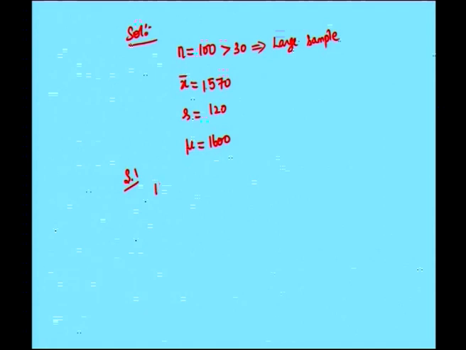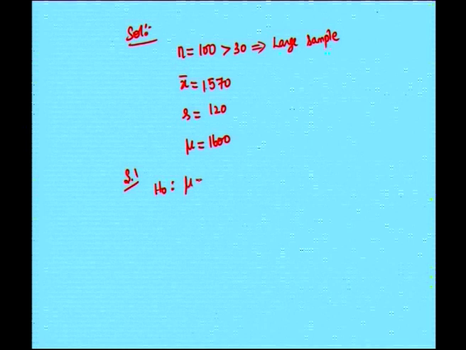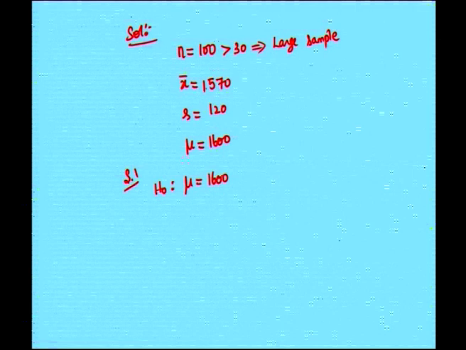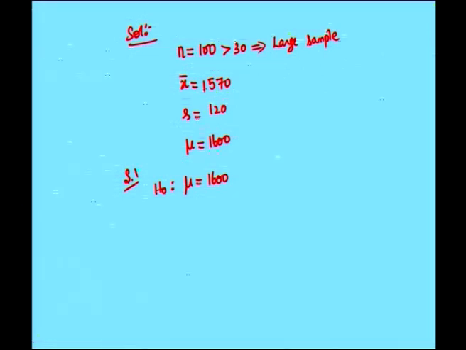Therefore, first of all let me set up the H naught. Step 1, H naught is set as mu is equal to 1600. This is what you have been asked to test in the problem. In words it is written as the mean lifetime of all bulbs is equal to 1600 hours. Okay, this is your H naught, mathematical and theoretical.